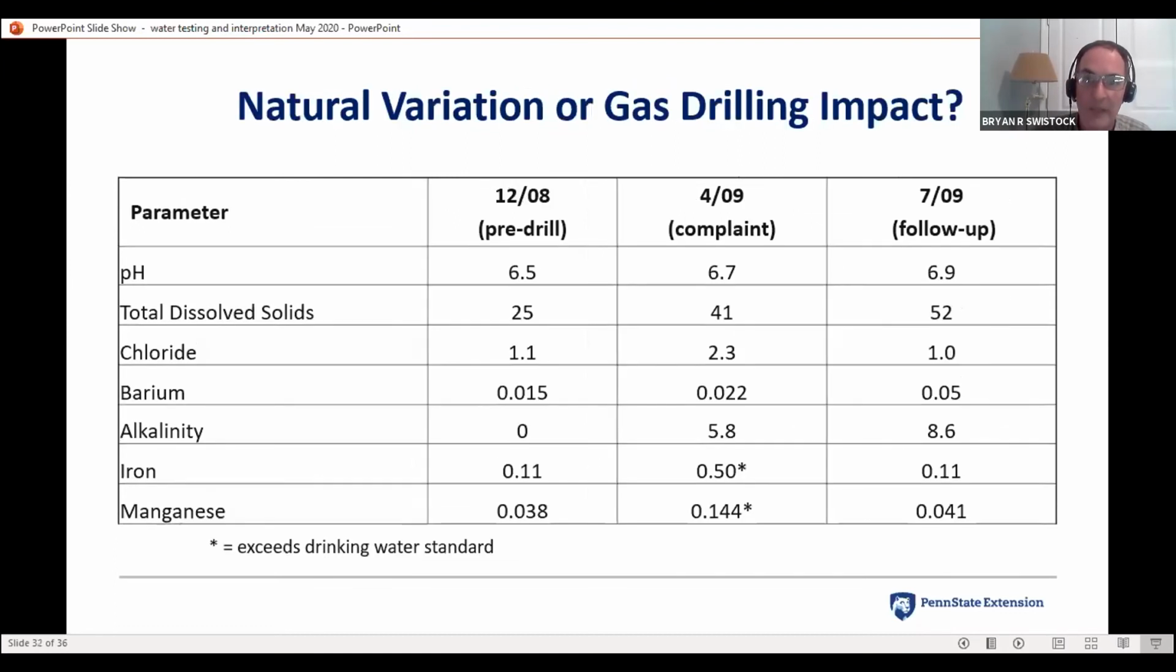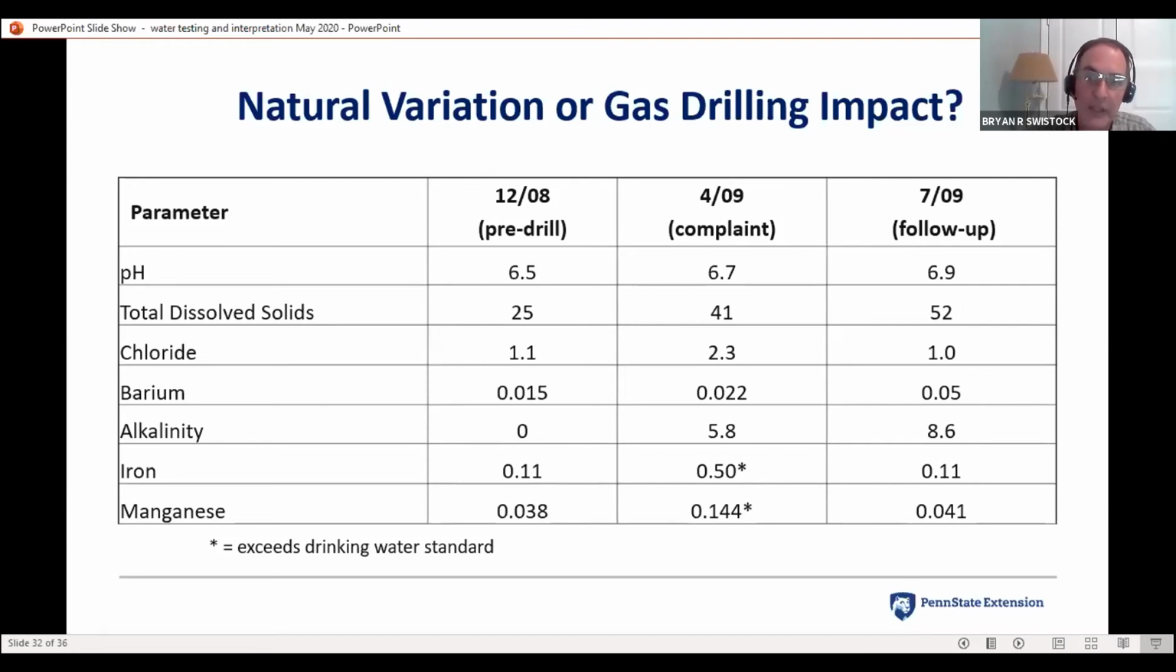And then here's another one where we have a pre-drill sample in December, a complaint in April, and then another follow-up in July. Really about the only change here is a very small change in iron and manganese, where it went from 0.11 iron to 0.5 and 0.038 manganese to 0.144. Those are significant because they go from below the drinking water standard to above.